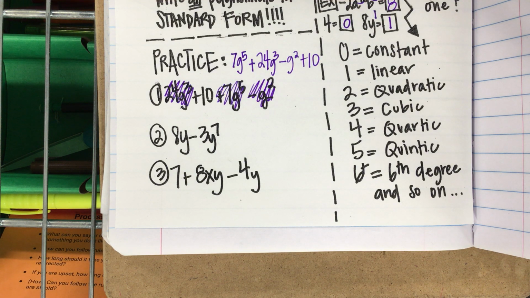7g to the 5th plus 24g to the 3rd minus g squared plus 10. What are the two names?